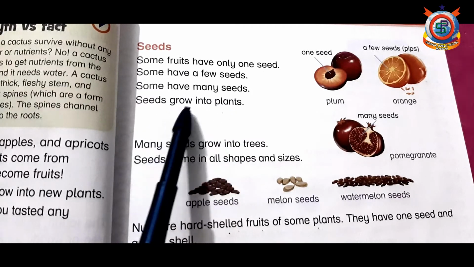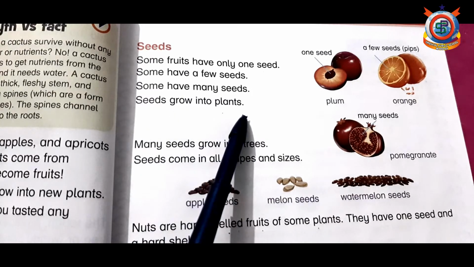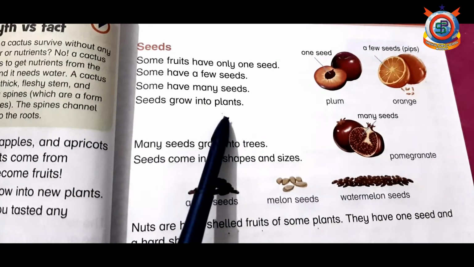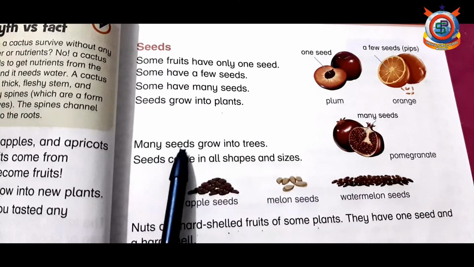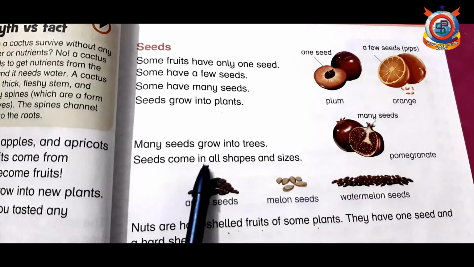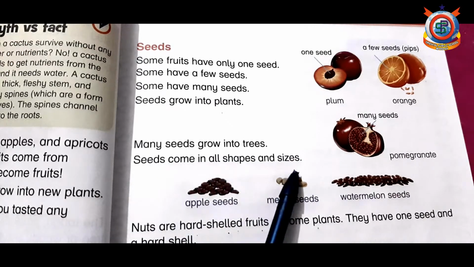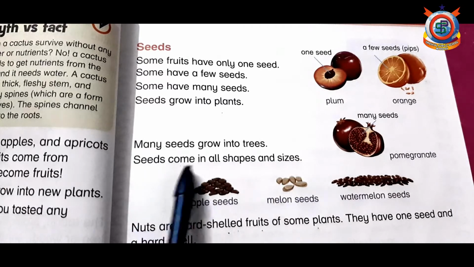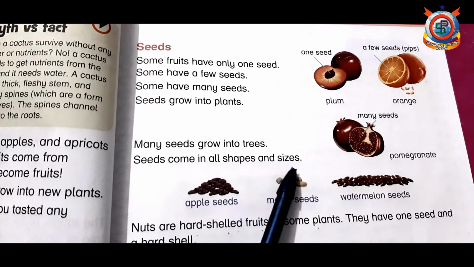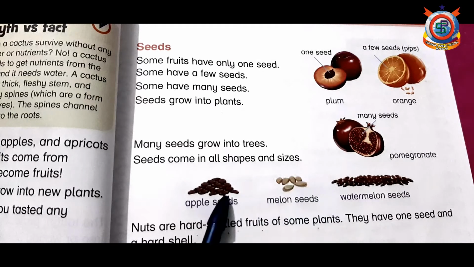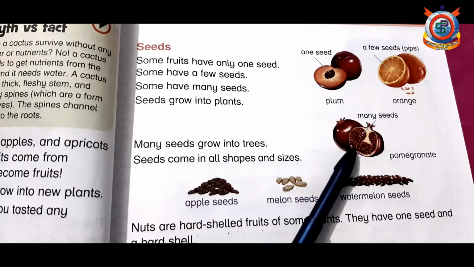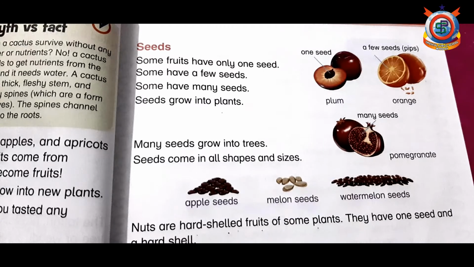Seeds grow into plants. Fruits have seeds and they can grow into new plants. Many seeds grow into trees. Seeds come in all shapes and sizes. Look at here. These seeds are all different from each other in shape and size.